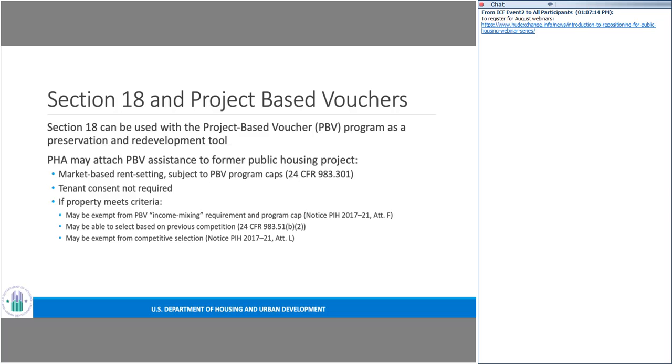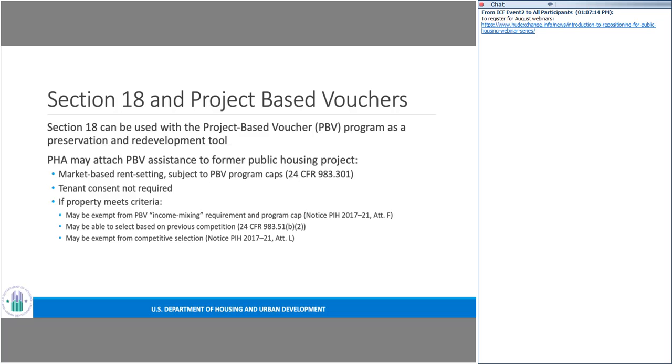Also, there are some HOTMA exceptions that make this a little bit easier. Under the PBV rules, you cannot mix. You have to have 25% of the building as PBV, and the other 75% has to be market. That is not applicable when you're converting public housing.